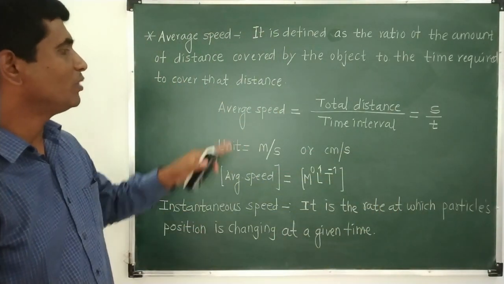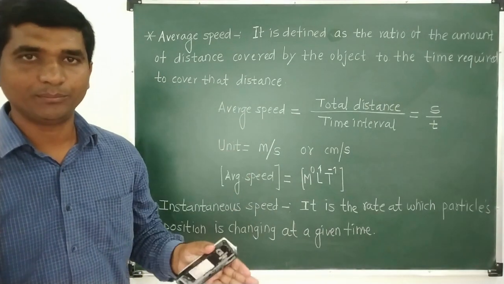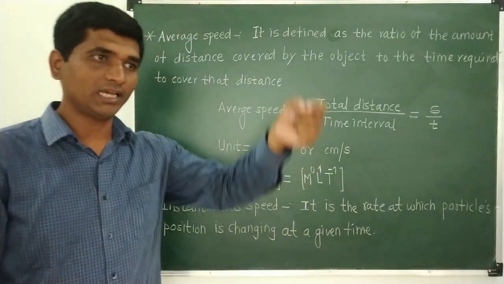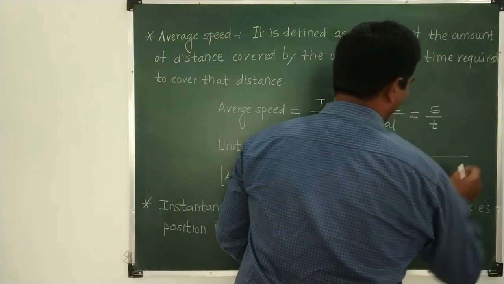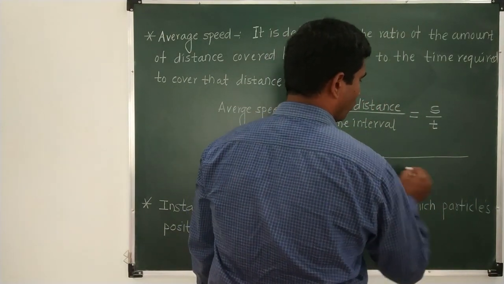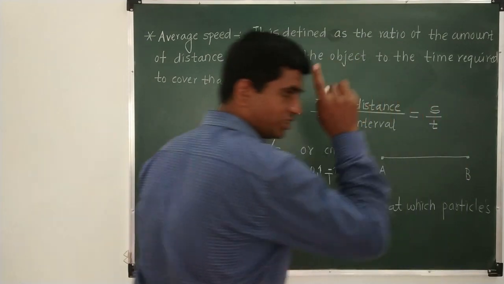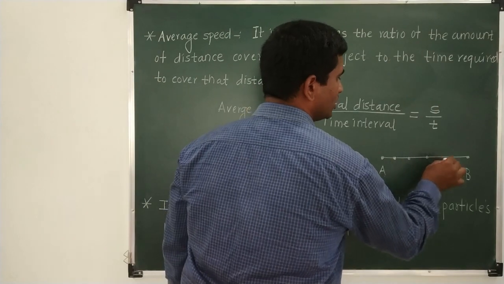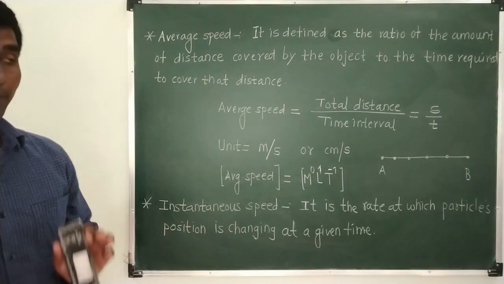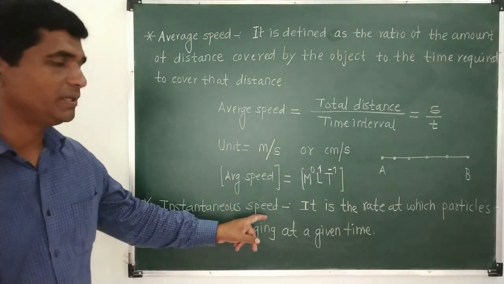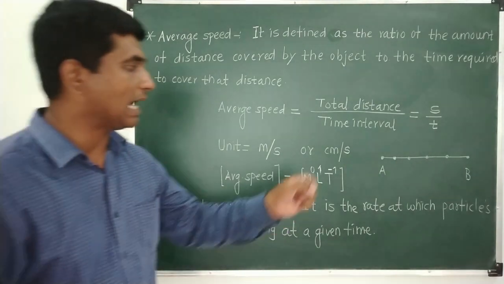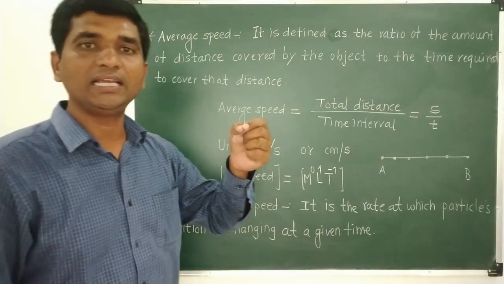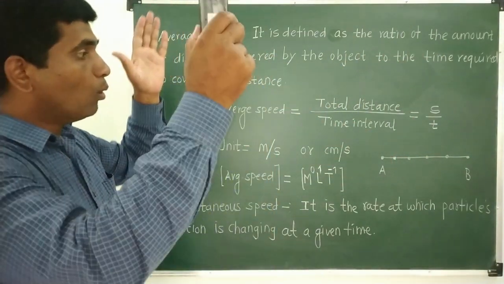Remember, average speed is calculated over a finite time interval, but instantaneous speed is calculated at a given time. When I was discussing that an object is moving from point A to point B, it has a fixed average speed, but its instantaneous speed at this point or this point or this point may be different. Remember this. Instantaneous speed is calculated at a given instant of time at a particular point, whereas the average speed is calculated over a finite interval.